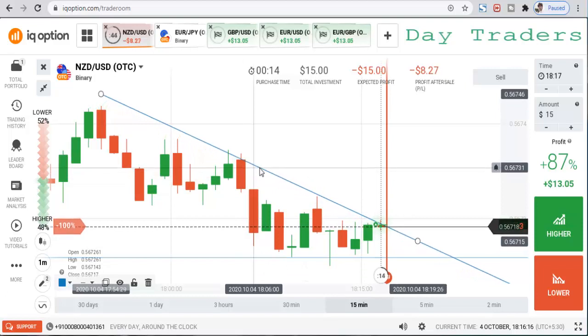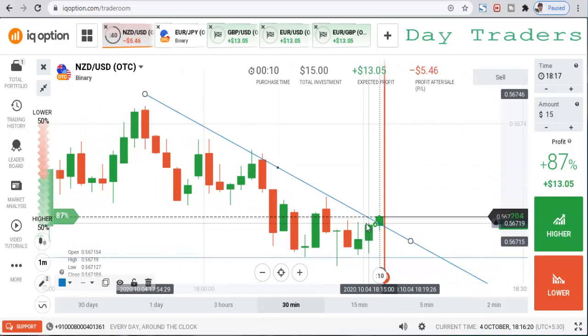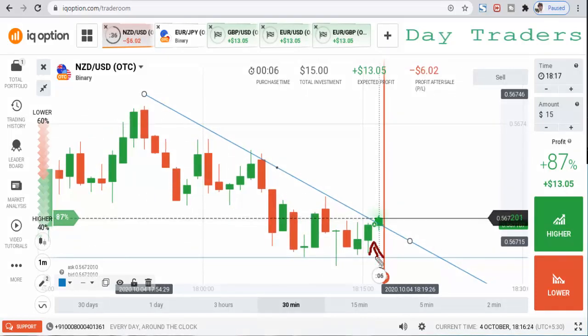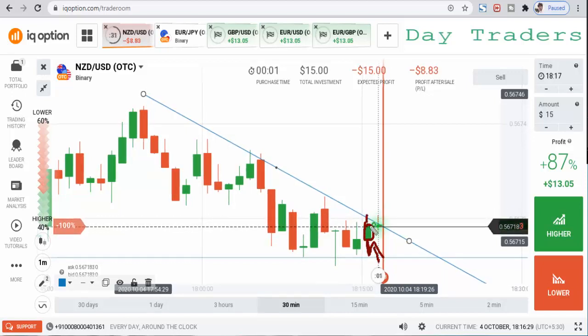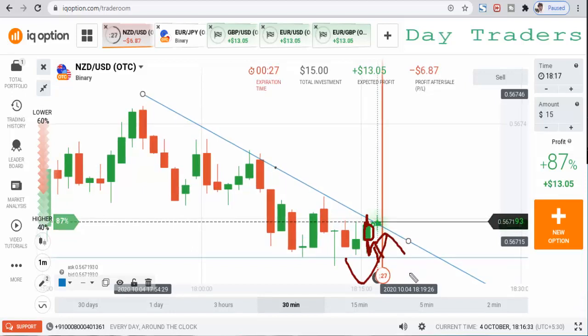This is also a seller's area. Previously some sellers were very strong, but there is no rejection. This is a buying rejection, buying pressure. This is a very strong candle. There is no seller rejection, so that's the reason I will place a higher option. Let's see.